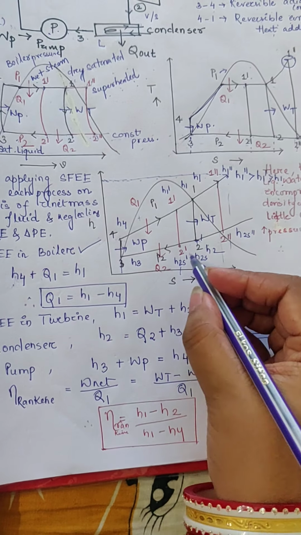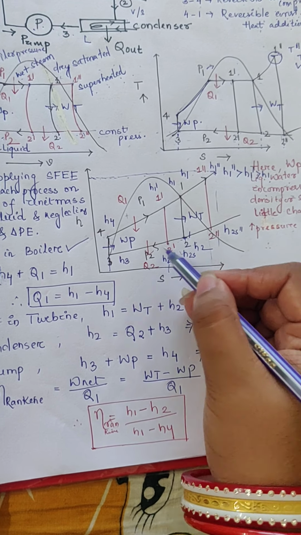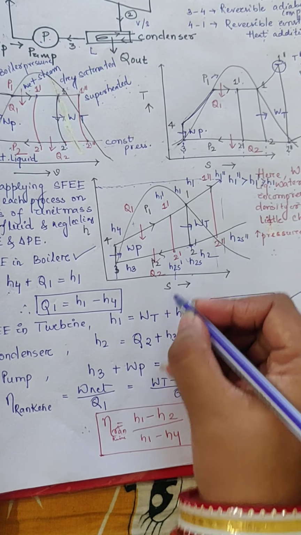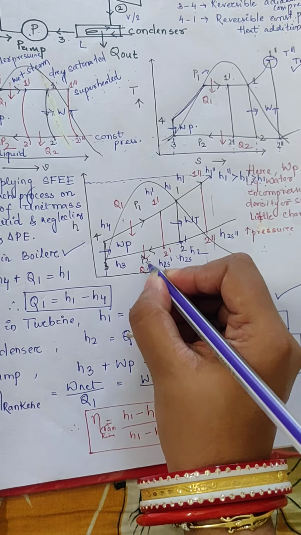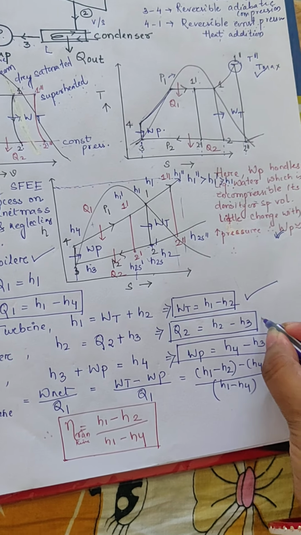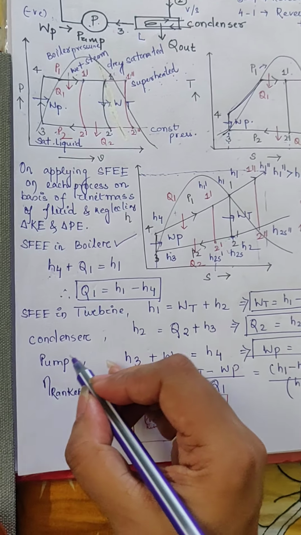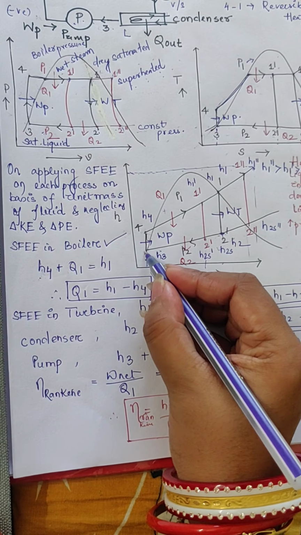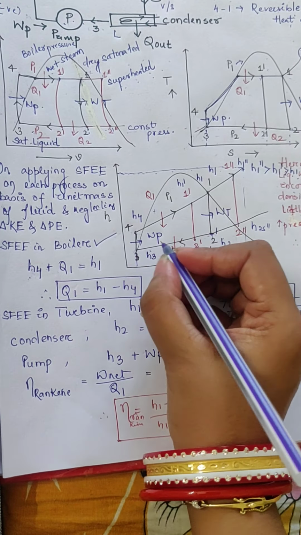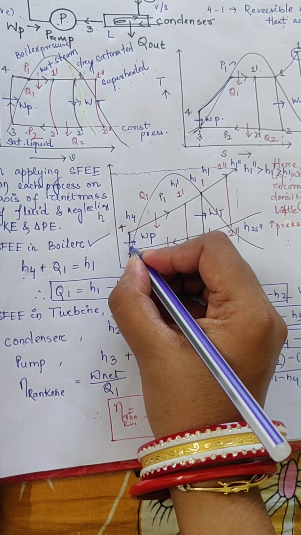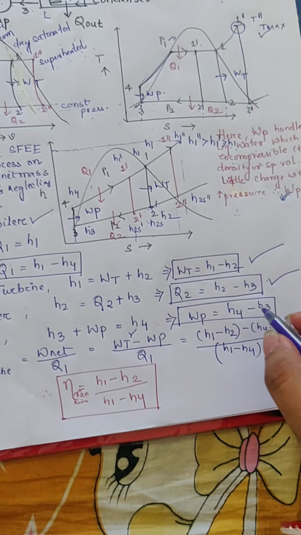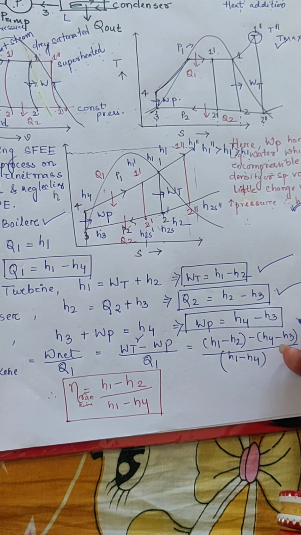Similarly in the condenser, heat is rejected over here. That's why H2 is equal to Q2 plus H3, which gives Q2 is equal to H2 minus H3. Similarly in the pump, we require this much enthalpy. So H3 plus WP is equal to H4. This WP you can write as H4 minus H3.